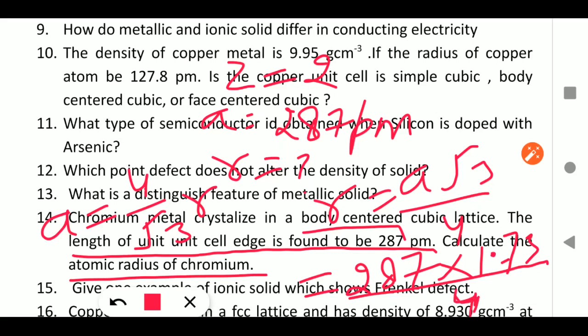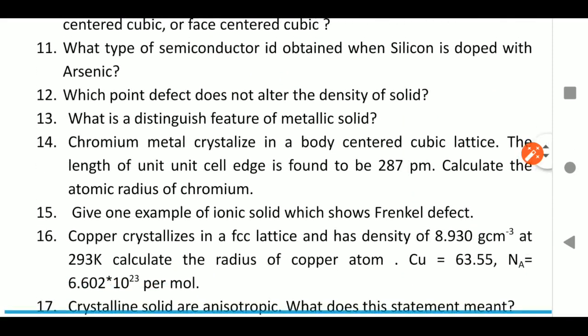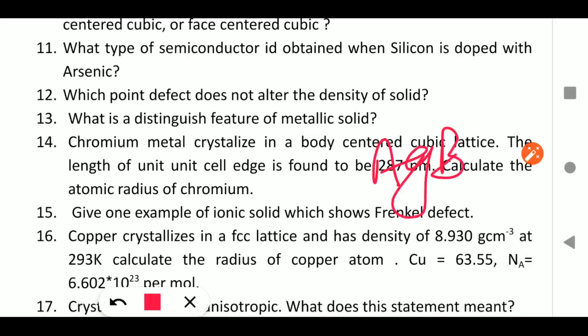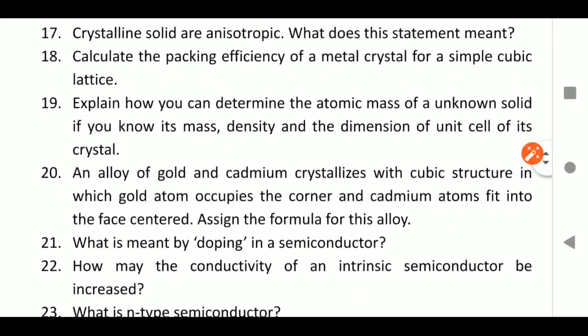The rest of the calculation you will do yourself. Is it clear to all or not? Okay, next is the last question for today. Give one example of an ionic solid which will show Frenkel defect. So the answer is AgBr. Keep in mind that this is the example which will show Frenkel as well as Schottky defect.